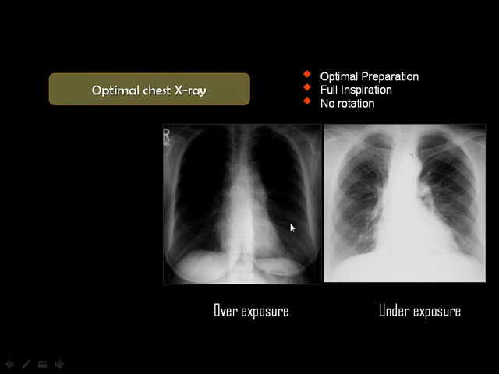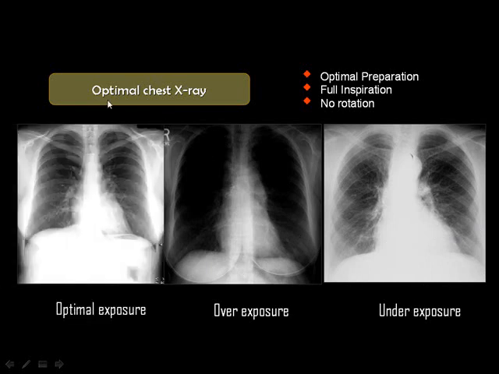Then the optimal exposure: if you look at this chest X-ray, you can easily say that this is an overexposed film and that the pulmonary details are totally lost. And this is an underexposed film. You get haziness of the lower lung zones. You cannot see the costophrenic angle adequately. And this is the optimally exposed X-ray film, where you can see clearly the costophrenic angle, and you can also see the intervertebral discs of the dorsal spine through the cardiac shadow.